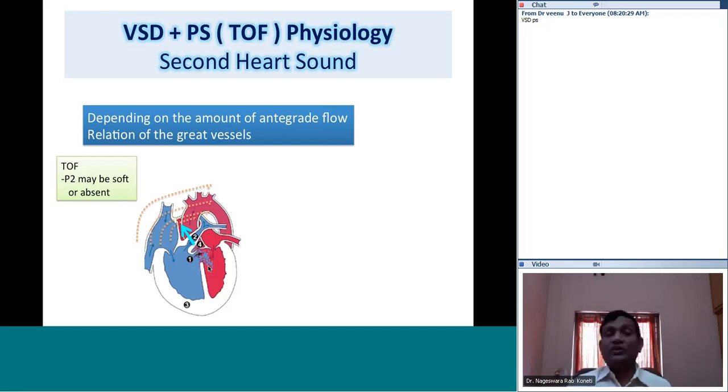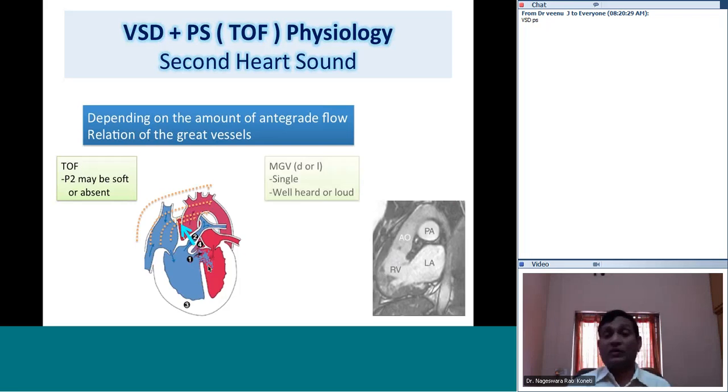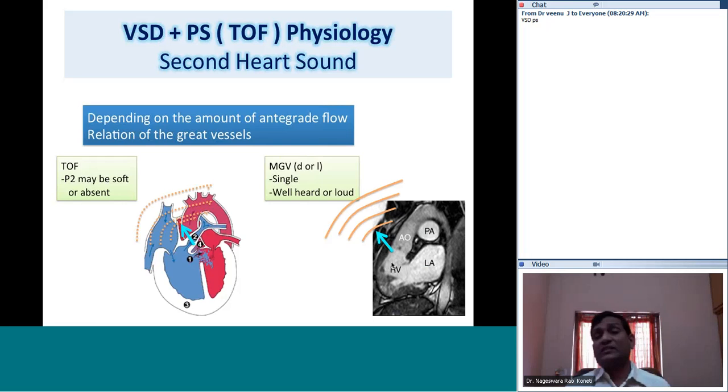So in tetralogy of Fallot, for example, the pulmonary component may be absent or soft. Occasionally you may appreciate it, very rarely, in pink tetralogy of Fallot. Whereas in malposed great vessel situations, where the aorta is anterior and getting more blood while the pulmonary arteries are getting less, the Qp:Qs is very high. In those situations, you will appreciate a single loud second heart sound, which is nothing but the aortic component. So I request you to keep these two differences in mind.